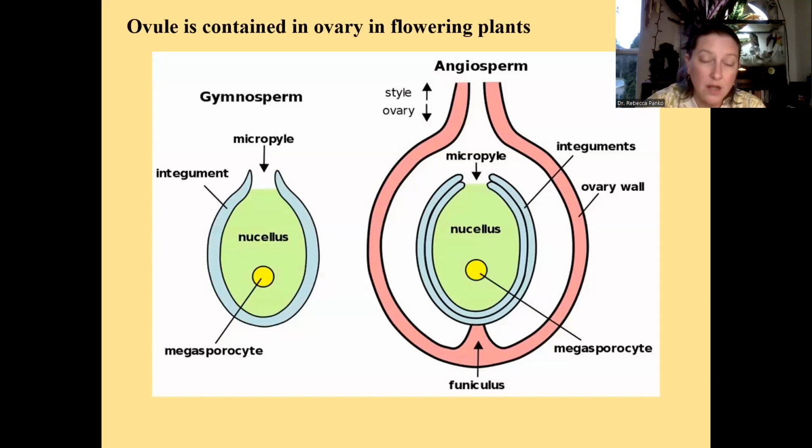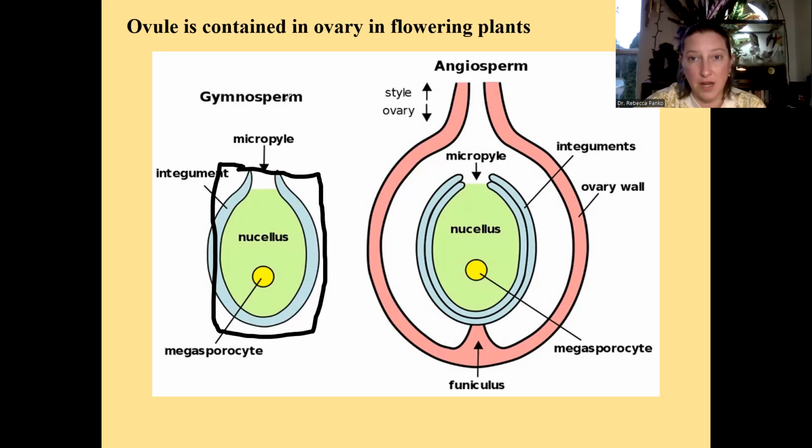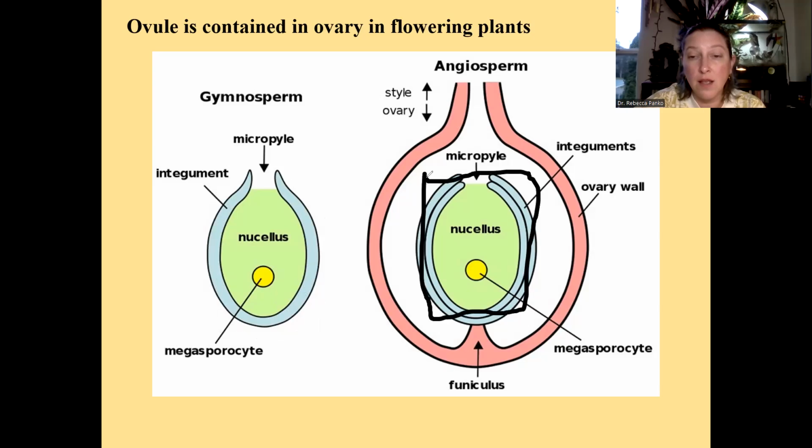We saw this slide when we first became aware of ovules in plants. On the left, you see a gymnosperm ovule. On the right, you see an angiosperm ovule. And the gymnosperm ovule, this whole thing is an ovule, and it's not inside of anything, right? Whereas in the angiosperms, here's the ovule. And yes, it's inside of this structure called the ovary.